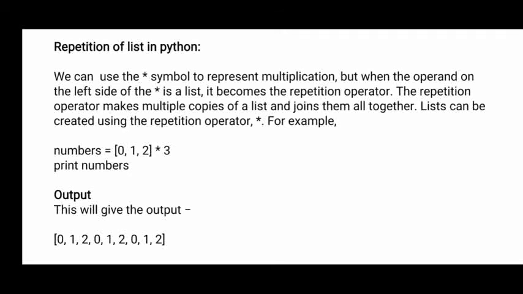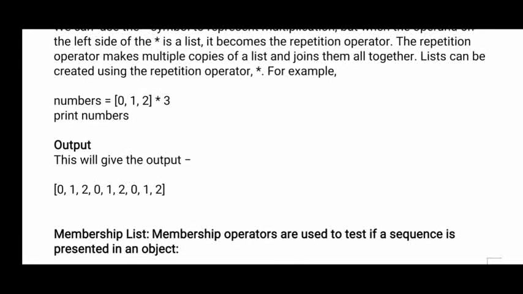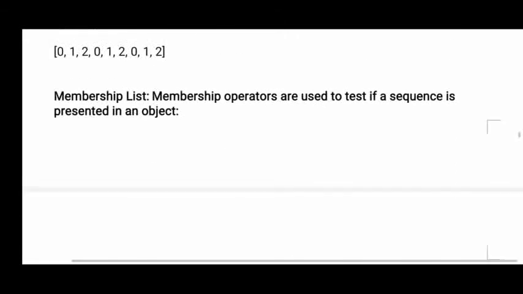So in this example, number is the list. How many elements are there? 3 elements are there. Asterisk 3. What does it mean? The same list is printed 3 times. It is nothing but creating a duplicate copy.